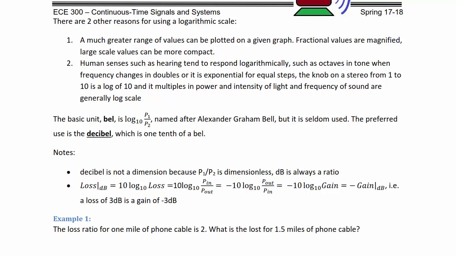So a loss in decibels would be 10 log base 10 of loss, or 10 log base 10 of Pin over P out, or negative 10 log base 10 of P out over Pin, which is the gain, or negative 10 log base 10 of gain, or the negative gain in decibels, i.e. a loss of 3 decibels is the same as a gain of -3 decibels.